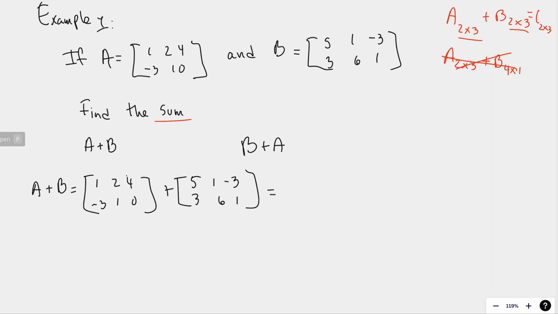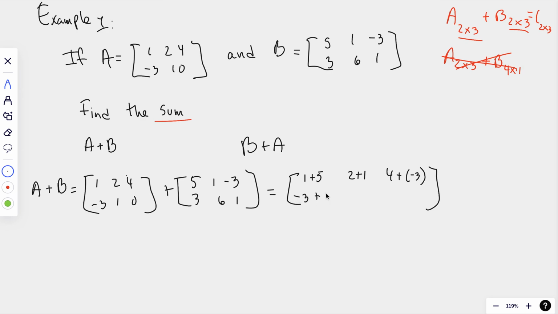So this is what it looks like. We're going to have 1 plus 5, and then 2 plus 1, and 4 plus negative 3. And then on the second row, we're going to add negative 3 plus 3, 1 plus 6, and 0 plus 1. So we're adding elements that correspond to each other. That's pretty much what we're doing.